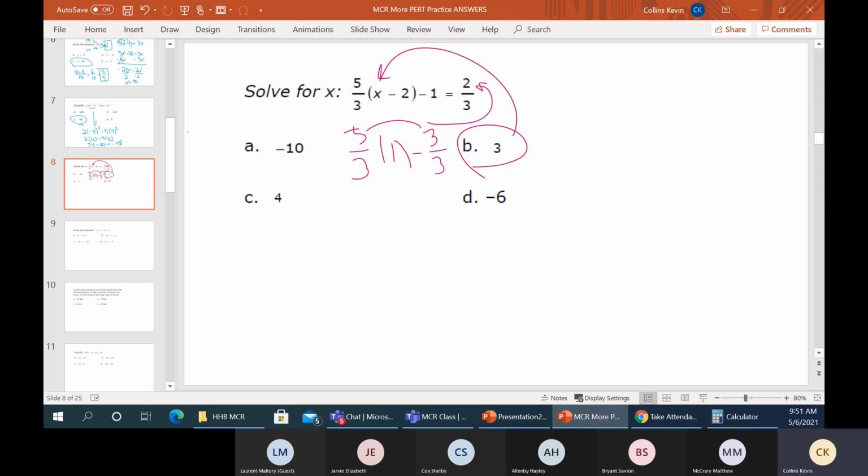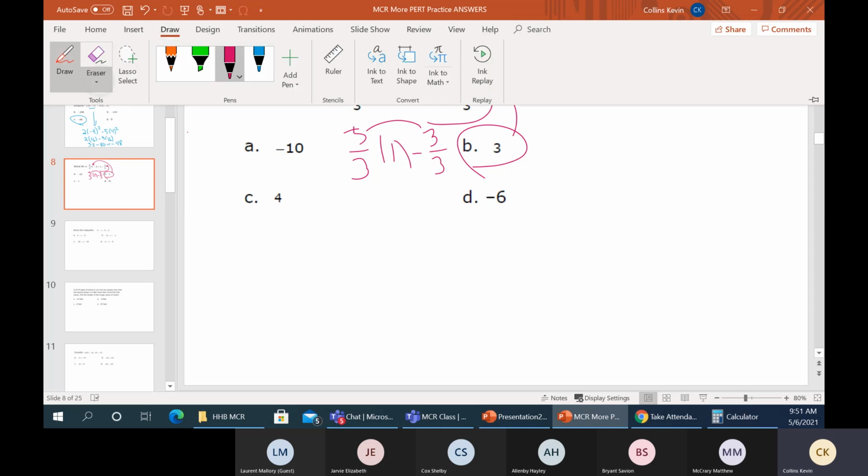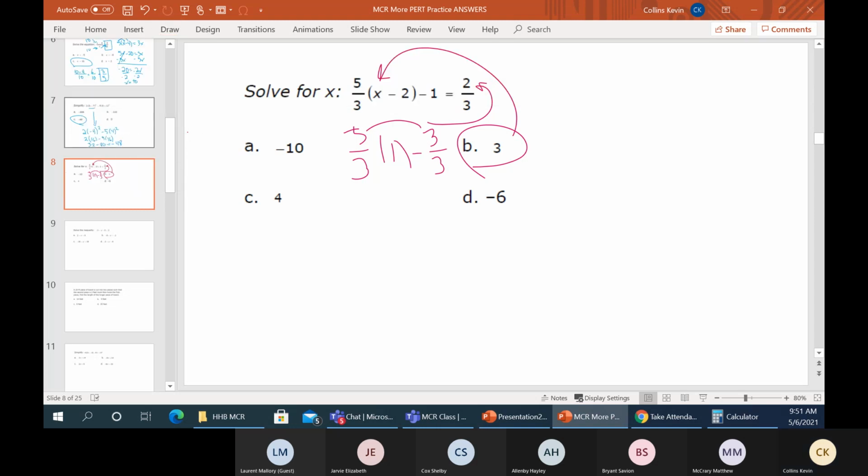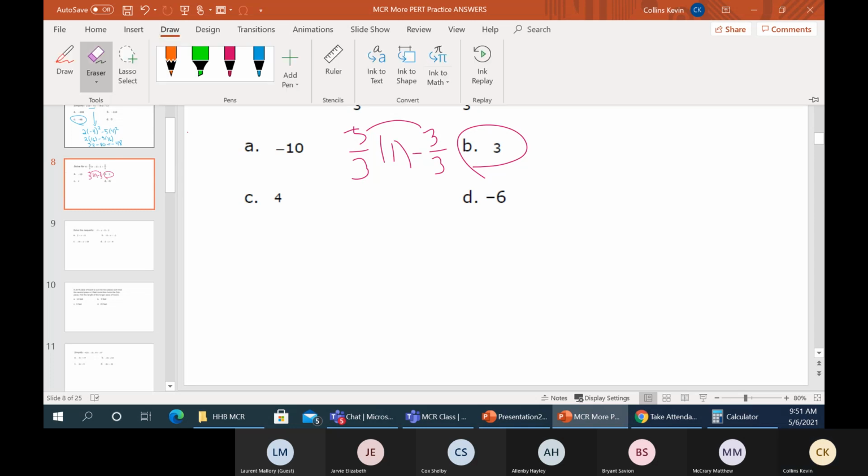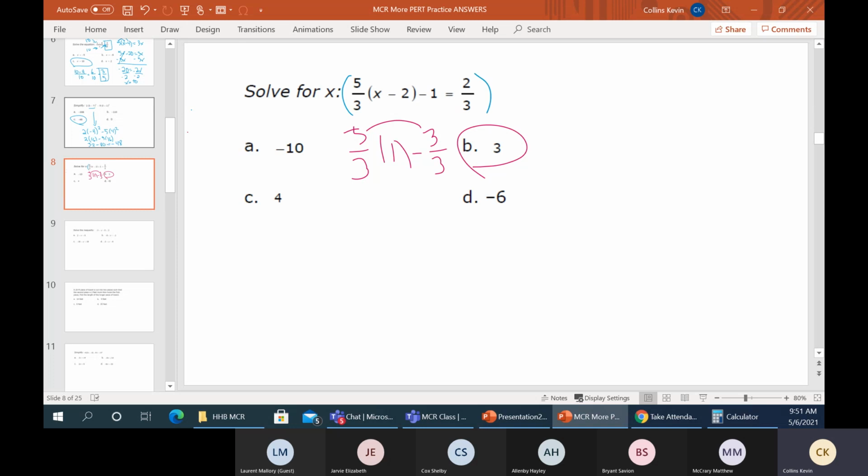So what we can do, let me clean this up a little bit. All right, so we don't like fractions. Well, both these fractions have a 3 on the bottom, right? So to get rid of the fraction, all you have to do is multiply everybody by 3. So this 3 cancels out. I just get a 5, right? Then I have x minus 2. And then 3 times -1, that's minus 3. And then over here, the 3's cancel out, and I get 2. Well, that looks like a lot easier to deal with, right?